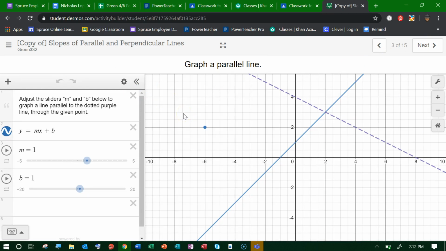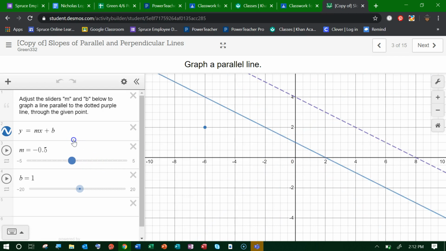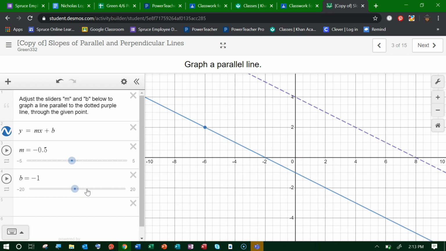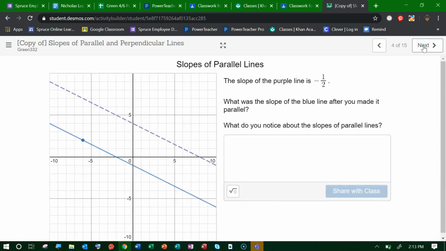Now they ask me to adjust the sliders M and B to graph a line parallel to the dotted purple line through the given point. So, another example. I want this blue line to be parallel to the purple line through that point. Again, I'm going to adjust my slope first. It looks like it's a negative slope, so I'm going to go that way. I'm going to get that. That looks pretty good. And then I'm going to use the B to change the y-intercept until it goes to that point. There. So my line is y equals negative one half x plus b. That's what my line is. So let's go to the next one.